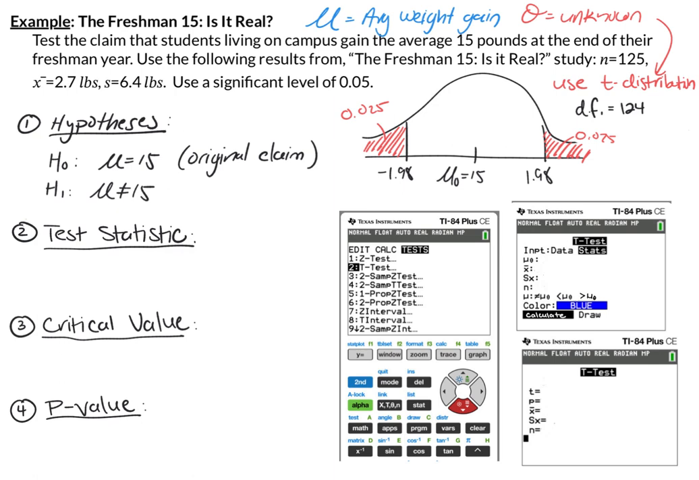So recall that in this problem, we are trying to test a claim about some mean value and sigma is unknown. So we're going to use a t-distribution where the degree of freedom is 124. The claim is that on average, freshman students gain 15 pounds, and so that becomes our null hypothesis. That's the original claim. The alternative hypothesis then is that the mean value is not 15 pounds. So you can see here we have a two-tailed test on the t-distribution.